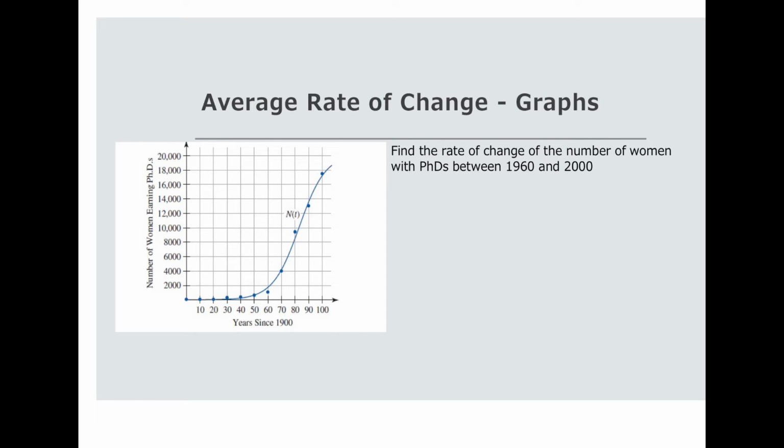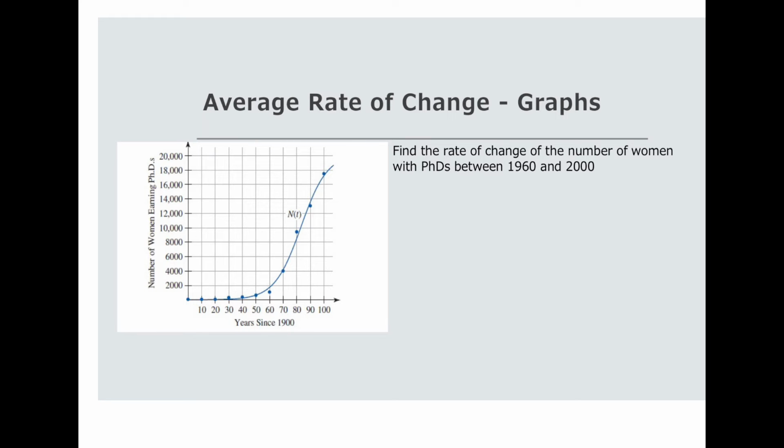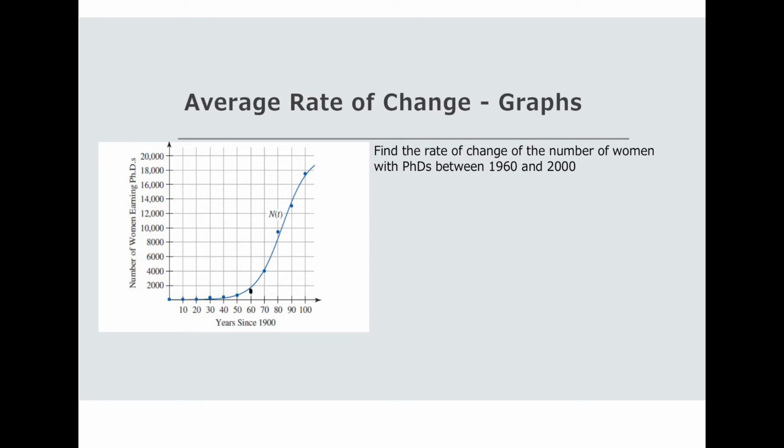And we can see this even more when we look at it from a graphical standpoint. This one, we're looking at the number of women with PhDs between 1960 and 2000. And of course, X is given as years since 1900. So here's my first input. This is created from some specific points, but the graph is an approximation of those. So we're going to use the approximate values on the graph.